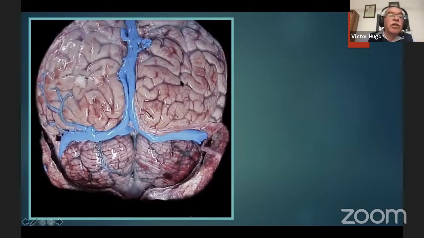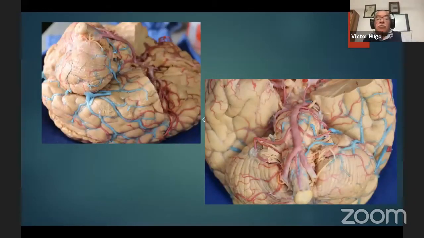Another view with the superior longitudinal sinus and the transverse sinus. Here we have the occipital vein. As I told you, in the brainstem, we have a very good anastomotic venous system. So also in the lateral aspect, here we have the vein of Labbé, this one.